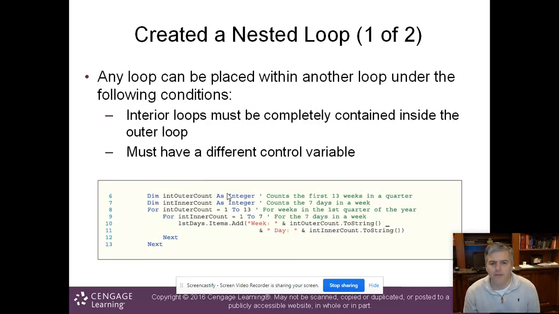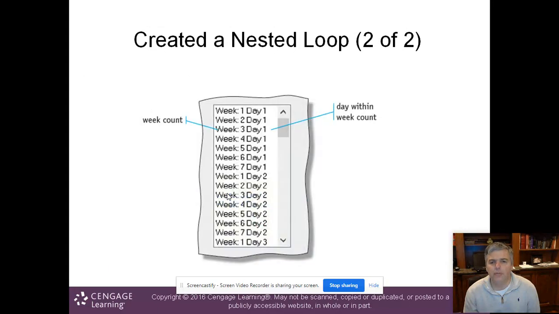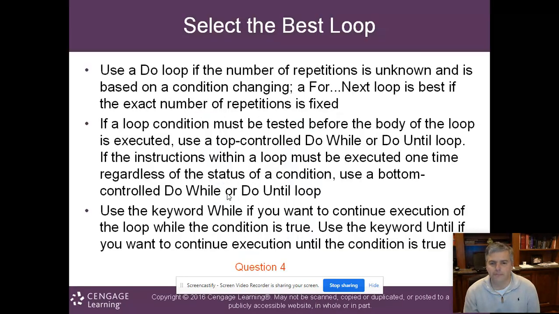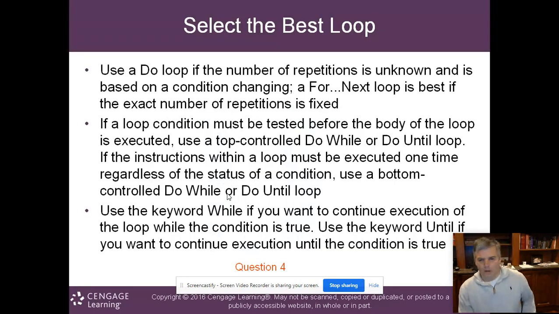So I believe this is the example here from the previous code. So we're just looping, it's an outer loop for the week and an inner loop for the day. So selecting the best type of loop is going to take a little time for you to figure out. You're probably not going to figure this out until you get to the end of the chapter, after you've gone through it a little bit.